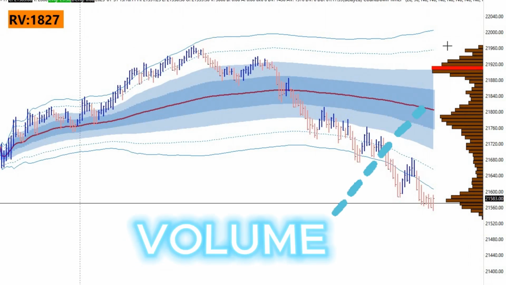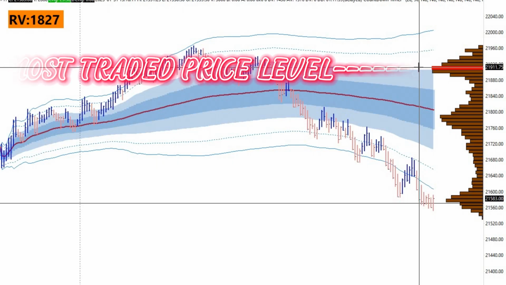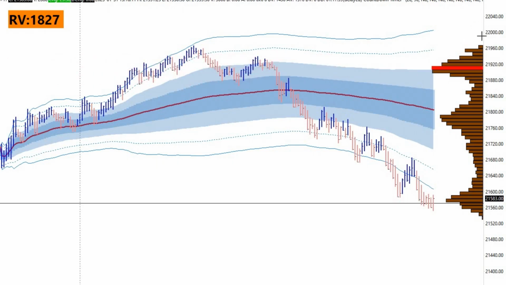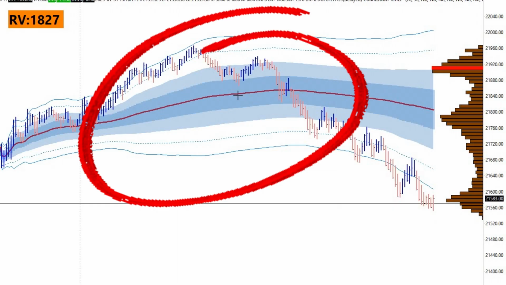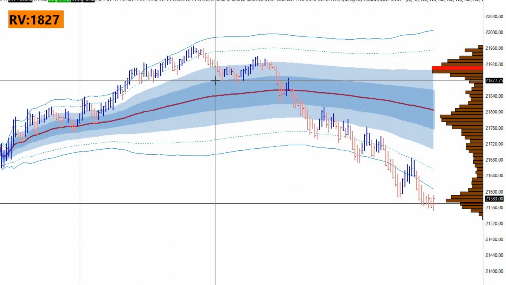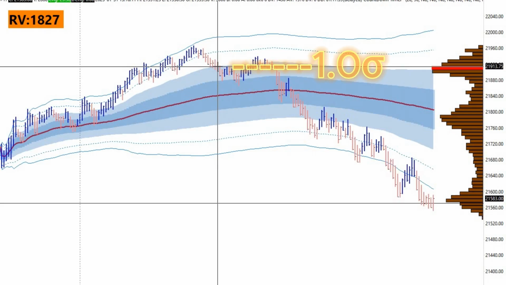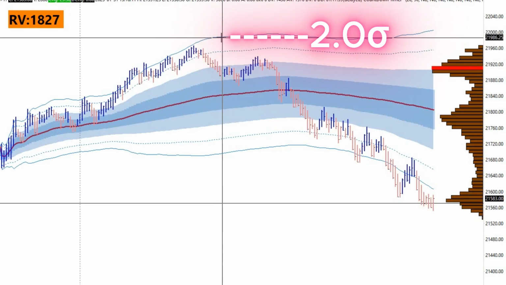Now we can see here the volume, and the popular price of the day that had the most volume. I put this volume profile on the side because it helps me to see how the profile moves, to see if it's a rotation day or an imbalance day. Every band you see over here is an additional 0.5 standard deviation. So this is 0.5 standard deviation, this one is 1 standard deviation, this one is 1.5, and this is 2 standard deviations.